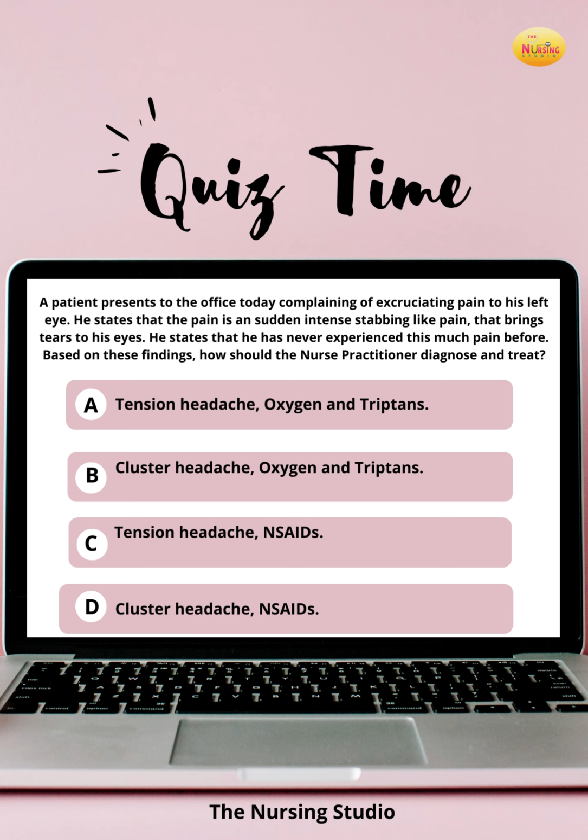All right, you guys, stemming the question first. Based on these findings, how should the nurse practitioner diagnose and treat? So, okay, the findings are what? The patient is coming in, complaining of excruciating pain to the left eye. He's stating that it's sudden, it's stabbing like, it's intense, and it's causing him to tear up in pain, excruciating pain that he's never experienced before. So, what do you think about when you think of those things?